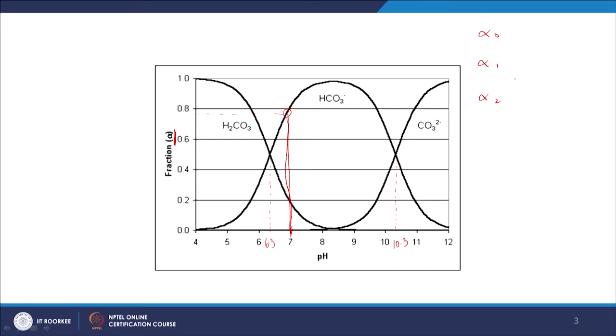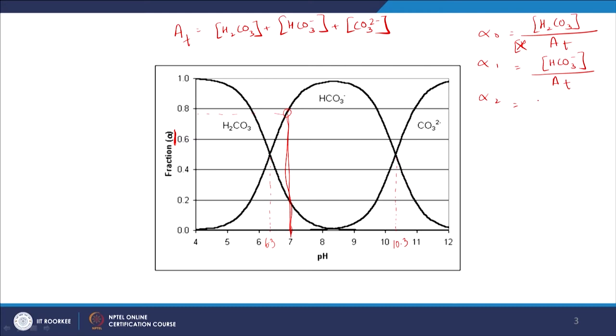That is going to be equal to H2CO3, the concentration, divided by the total acid. And we are going to define total acid, like we did elsewhere, as the sum of all the conjugate acid and base species. Right, and alpha 1 will give you an idea about the fraction that is present as HCO3 minus, the bicarbonate, and alpha 2 is going to give you an idea about the carbonate fraction, or fraction as carbonate.